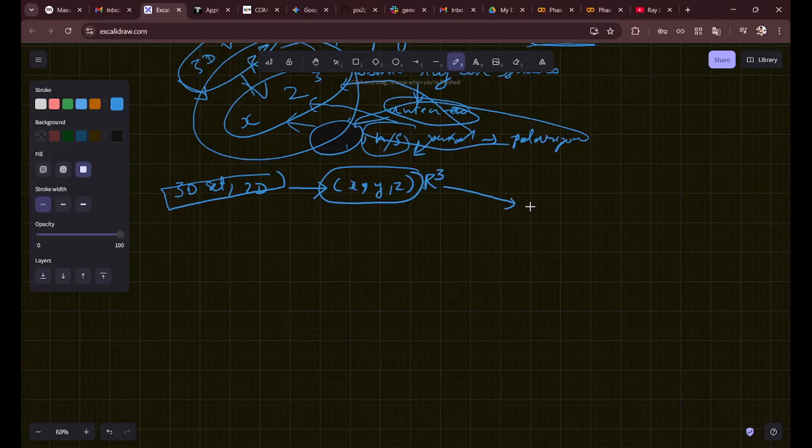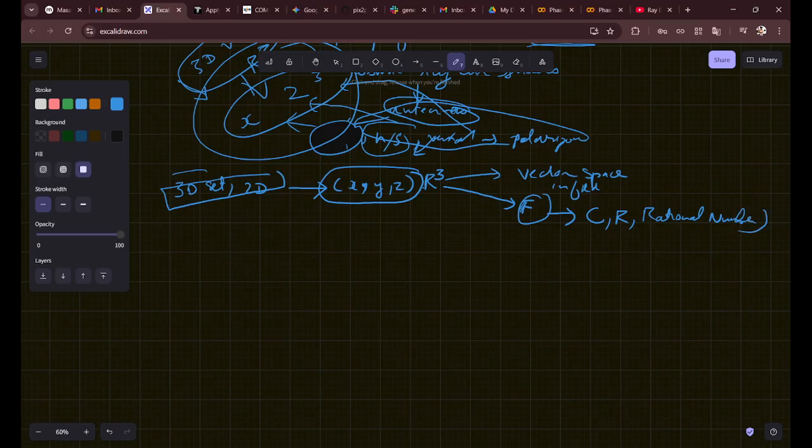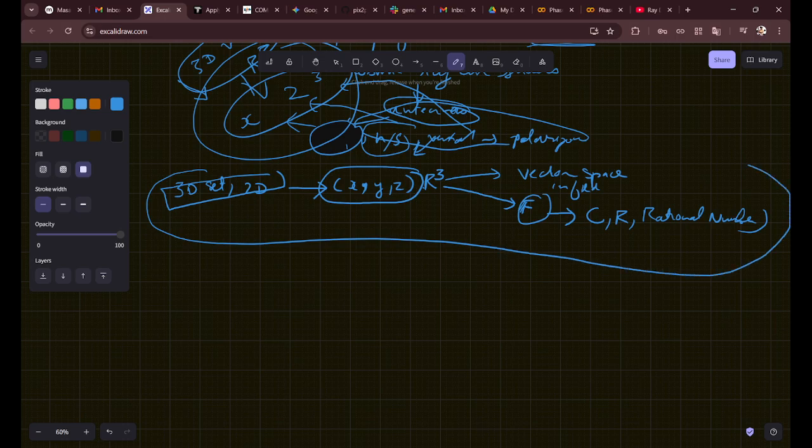We try to check it over a field F to confirm if R3 is a vector space in field F, where F can be complex numbers, real numbers, or rational numbers. So it is clear to us now what a vector space is, followed by the 8 axioms.